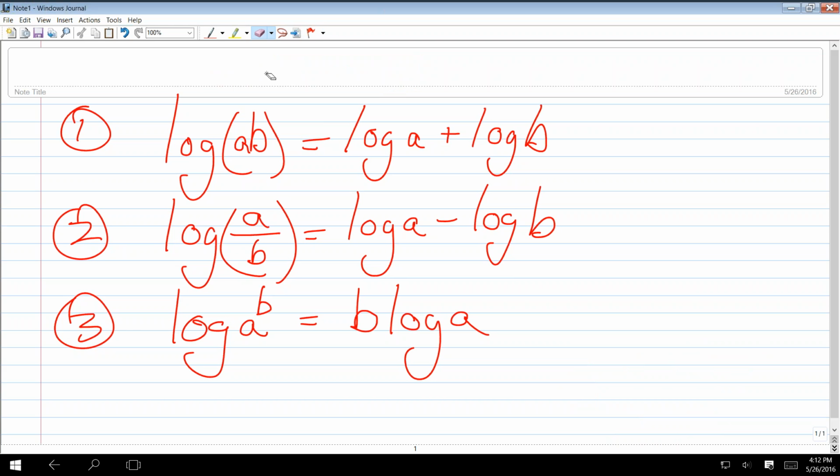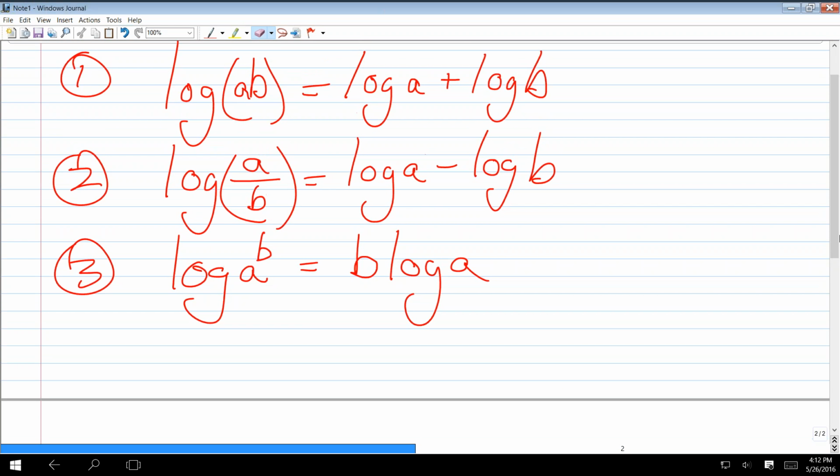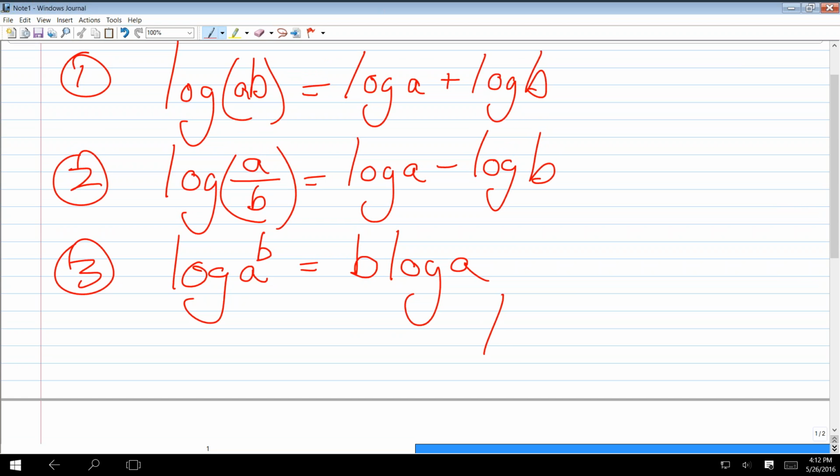So do you have some specific log problems we can do? I'm trying to look for them. Let me go to the back of the book. No, it's the front of the book. Usually, anything with logs, there's a section of problems where it says expand them, and then there's a section of problems that says condense them. In other words, if I told you to expand this expression, that would be the log of x plus the log of y.